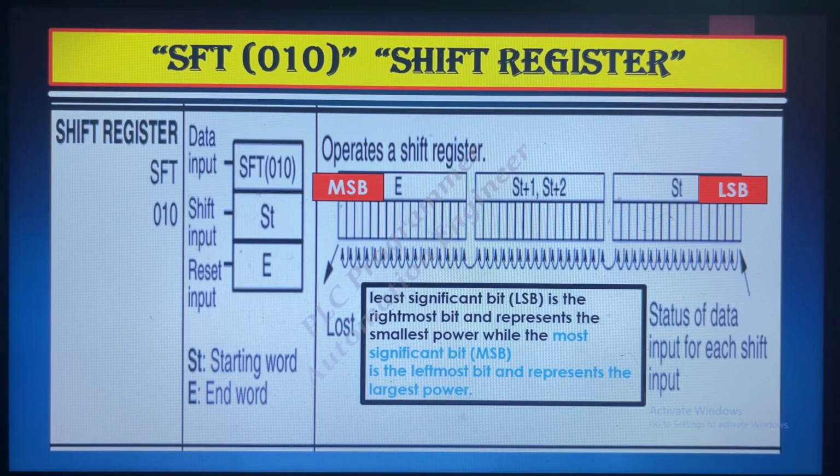The bits shift one by one, from the LSB to the MSB. When the data input is on, the LSB bit is on. When the data input goes off, no bit comes on, and the bits keep shifting one by one from LSB to MSB. MSB is the most significant bit. So let's go for programming.